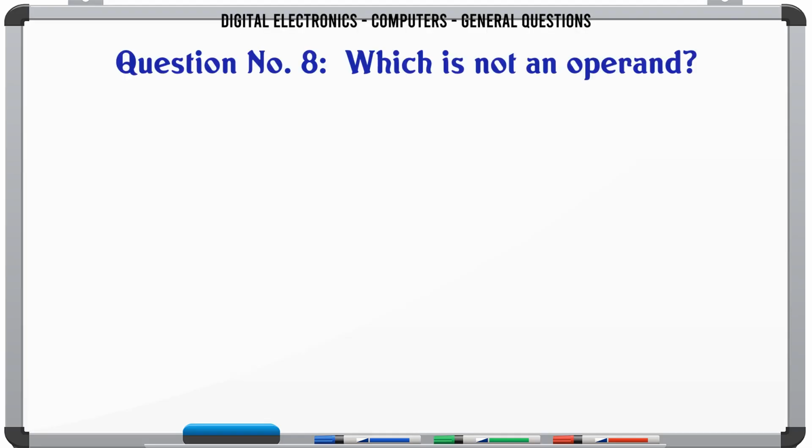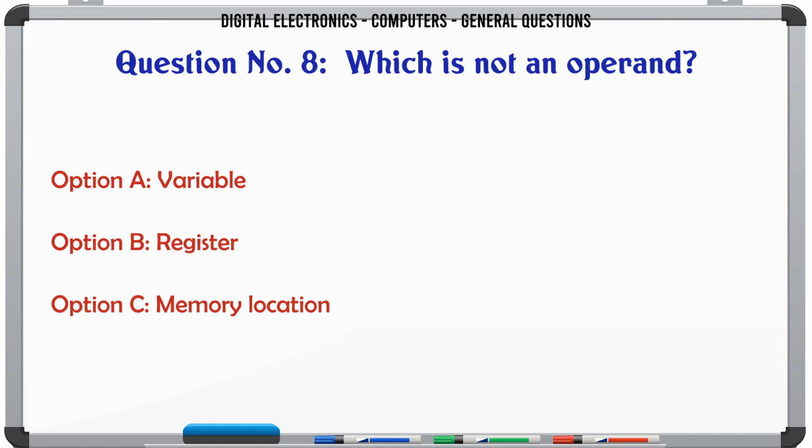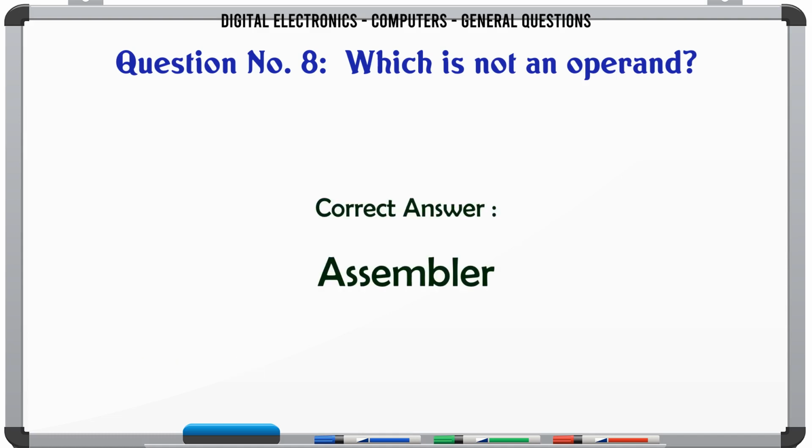Which is not an operand? A. Variable. B. Register. C. Memory location. D. Assembler. The correct answer is assembler.